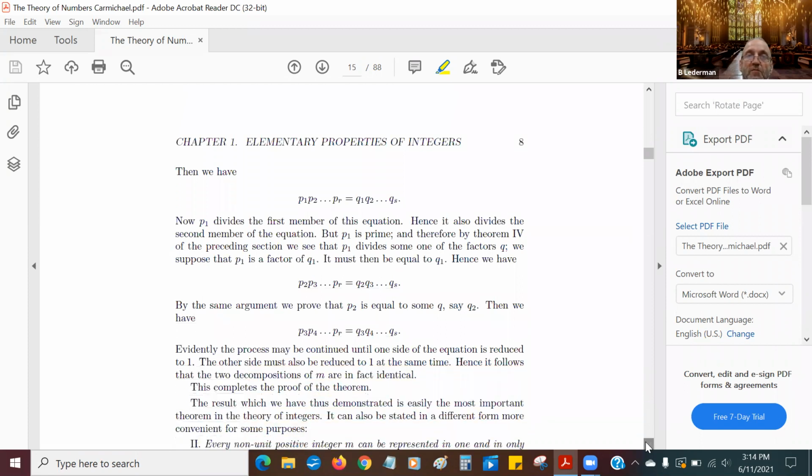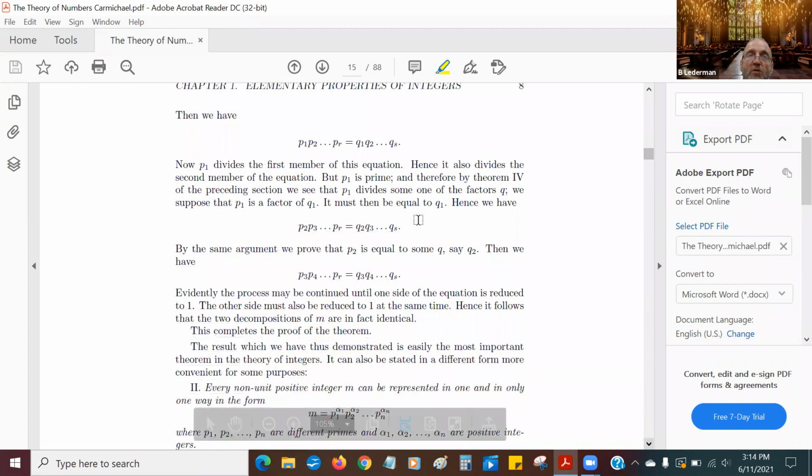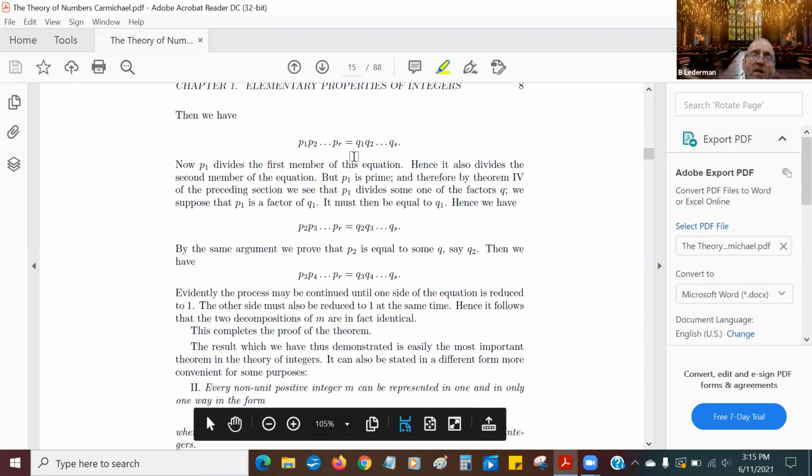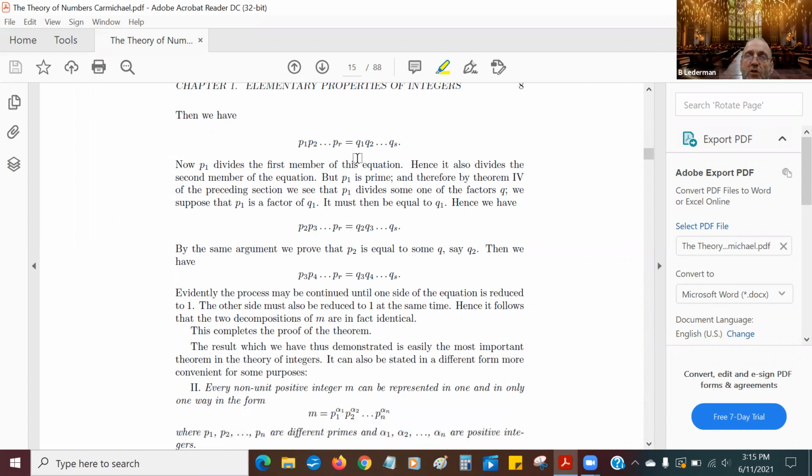So we know that m, we did it. So we have m is equal to p1, p2 up to pr, and m is also equal to q1, q2 up to qs. And now what we want to show is that the p's and the q's are all the same thing. That's what we want to show. I'm going to show that one by one.